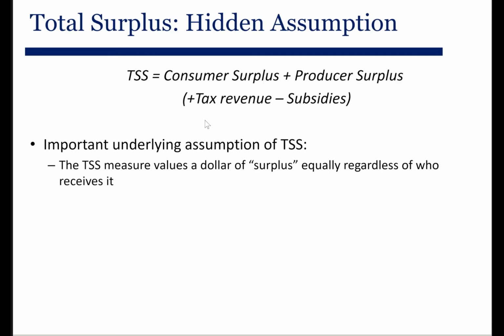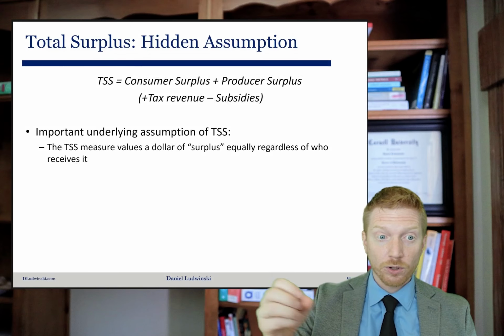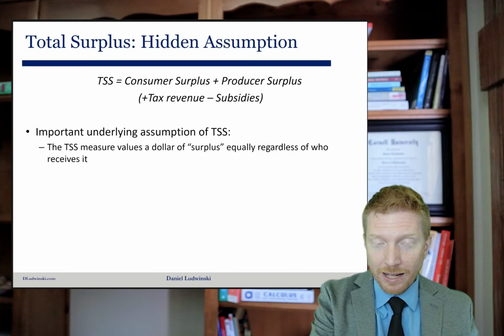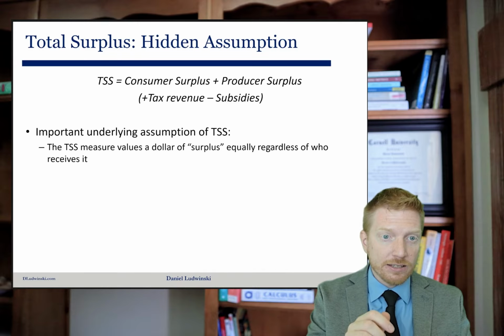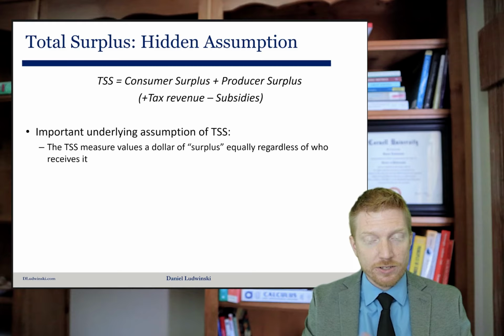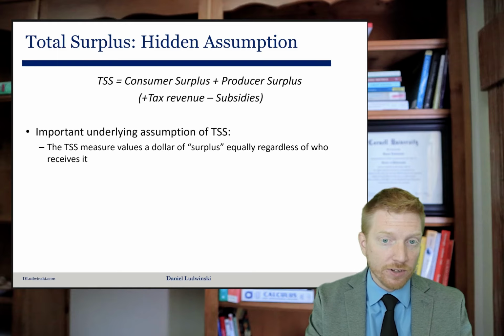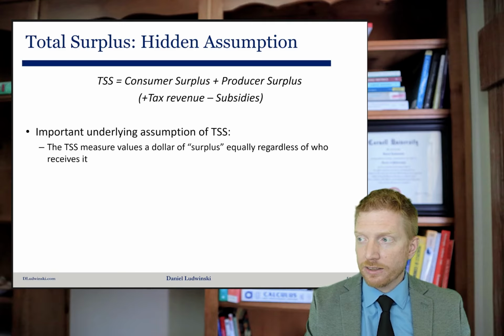Now, maybe you view this as a good thing. Maybe this is kind of how you see the world. A dollar is a dollar is what matters. But it's important to name your assumptions. And this is an assumption when we're talking about maximizing total social surplus and whether it's efficient. We are not taking that into consideration. And there are actually reasons to think that maybe we should.